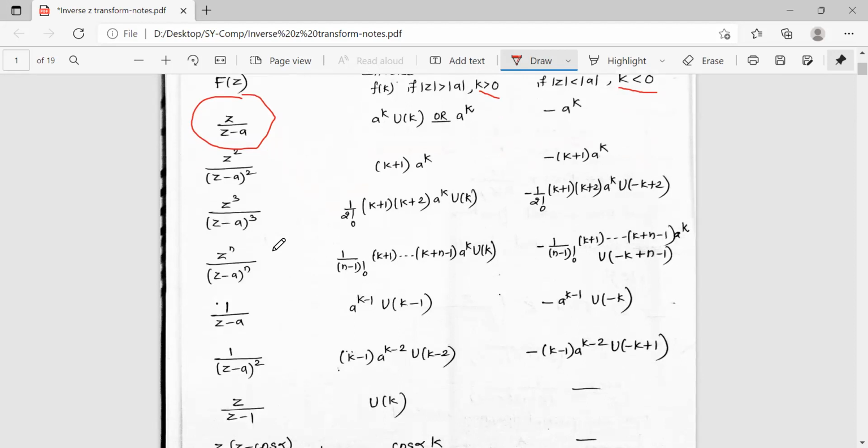Are you writing this or is it there in front of you? Yes, ma'am, we are writing. Okay, okay.